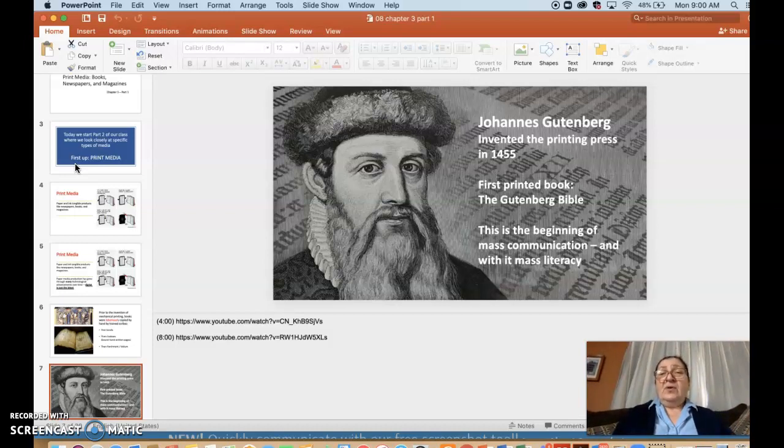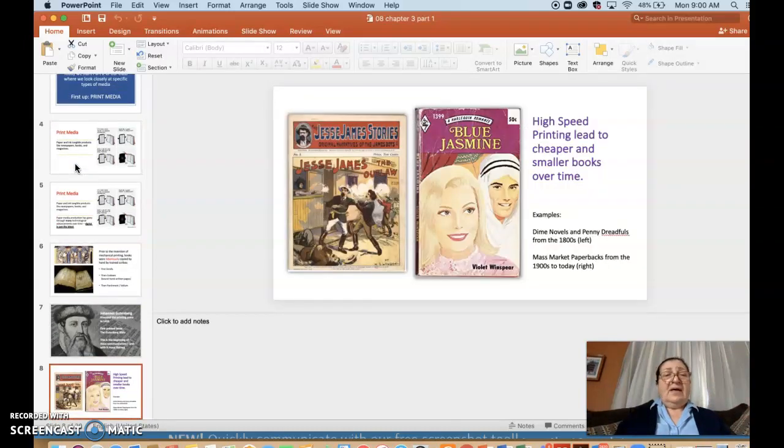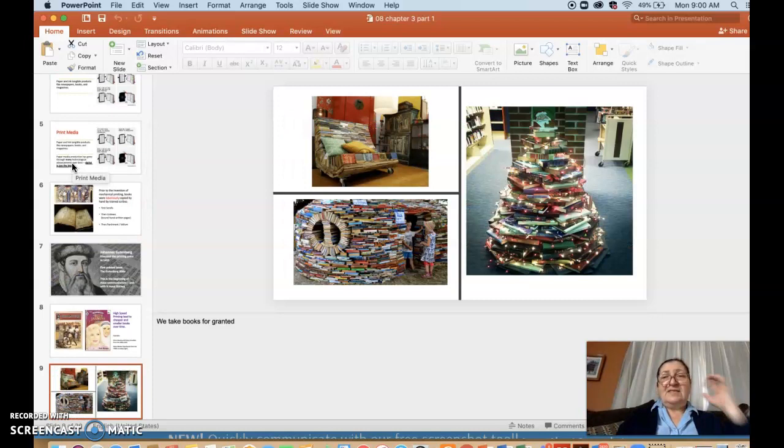Then Johannes Gutenberg invented the printing press in 1455, and the first book, of course, the Gutenberg Bible, started mass communication as such, because the audience of that product, the book, is now on a larger scale. And this question about Gutenberg's Bible is actually going to be on our exam. Then we have other developments in this industry, higher speed, smaller books, penny press, etc.